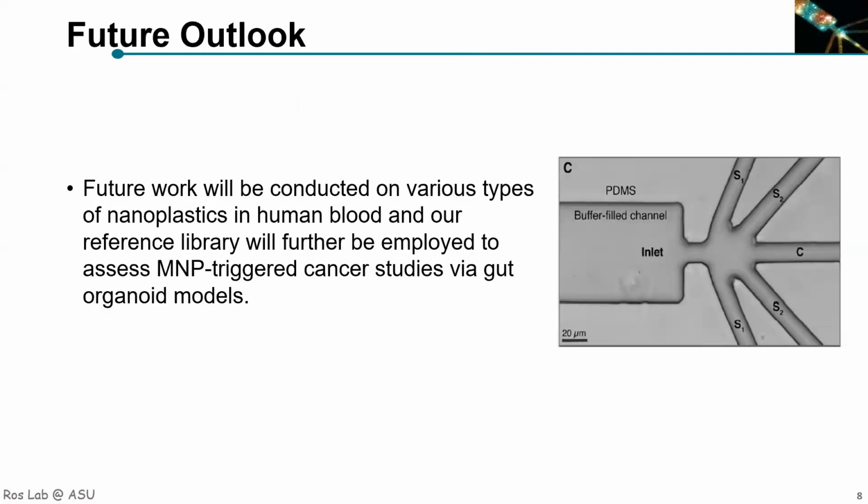Future work will be conducted on various types of nanoplastics in human blood, and our material reference library will further be employed to assess whether NFP triggers cancer, studied via gut organoid models.